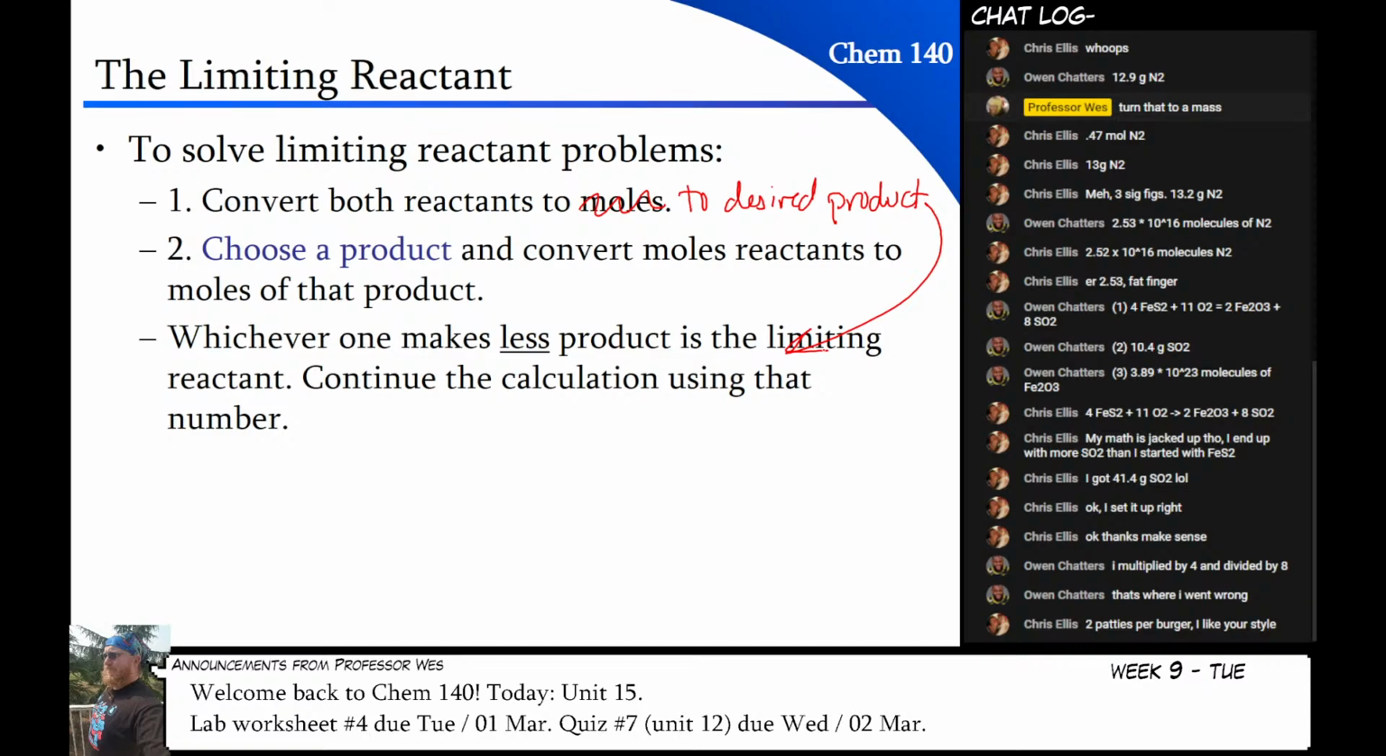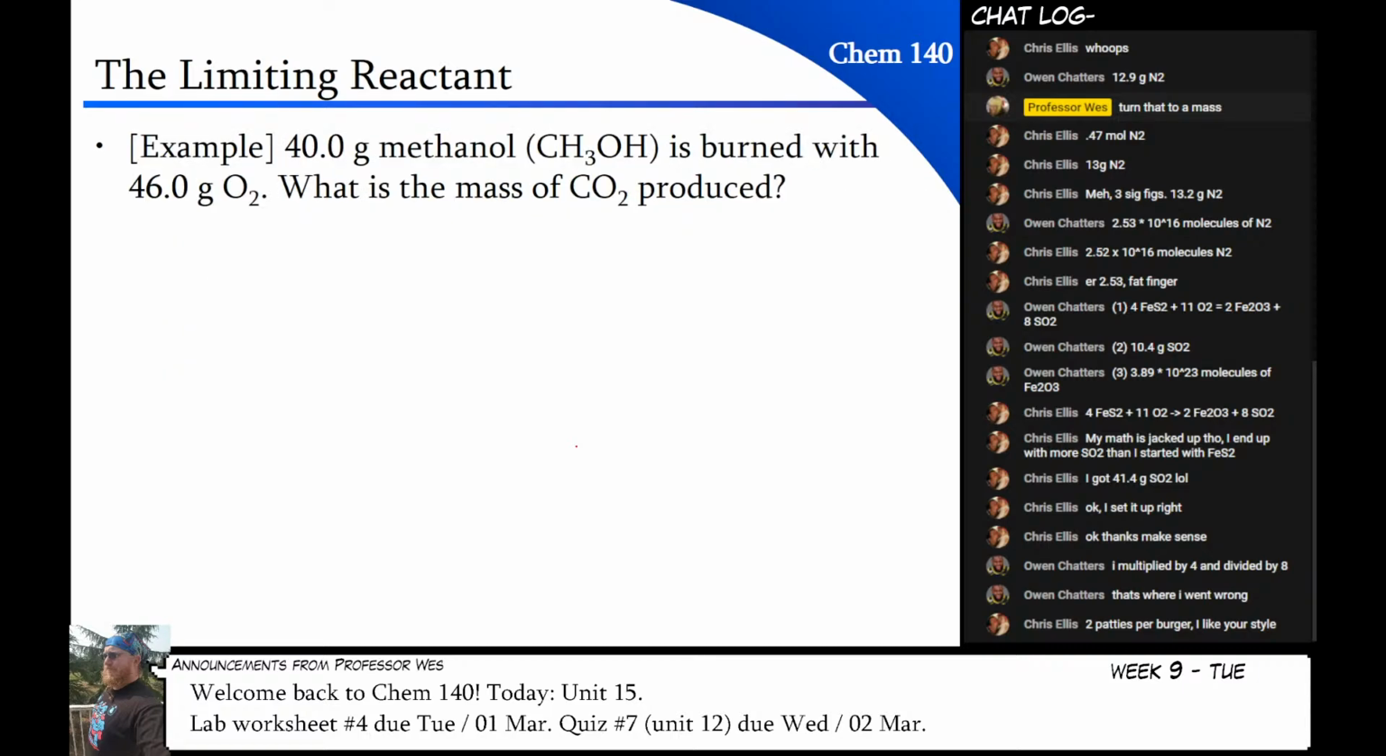So we're going to just convert both of the reactants all the way through to the product, and we'll do that in grams. And then whichever one of those makes less product in grams, that's the limiting reactant, and that solves the problem. Circle that number and cross out the other one. So we're going to do an example here. We're going to burn 40 grams of methanol with 46 grams of oxygen.